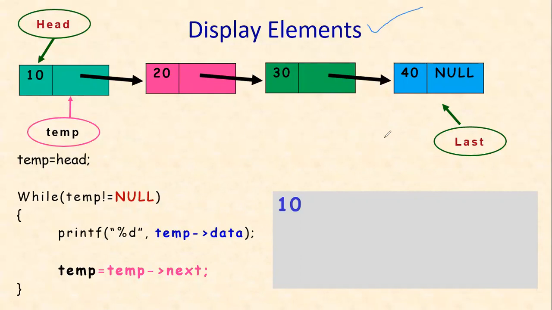Okay, so for this, I am also taking a new pointer called temp. I will start from head and travel through all the nodes till I encounter the last node. But how do we recognize the last node? The last node can be recognized with null. Whenever I encounter null, I will stop processing, because that says that I have reached the last node.